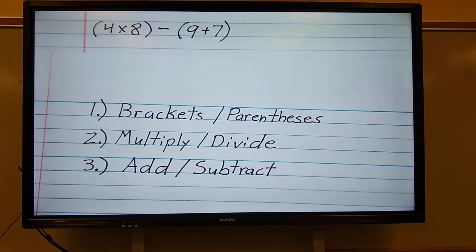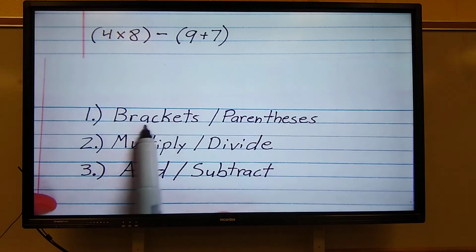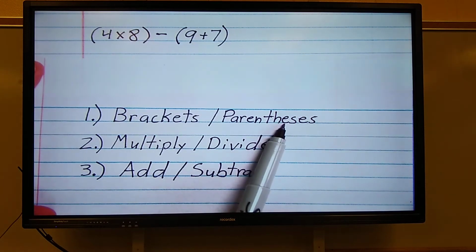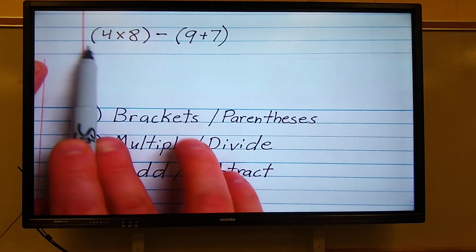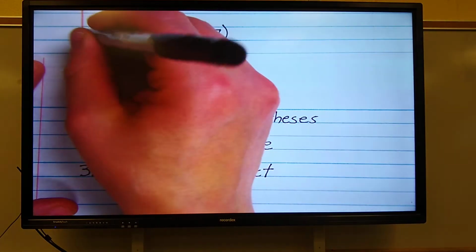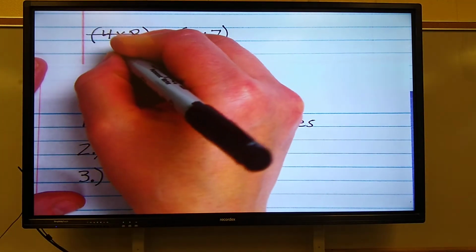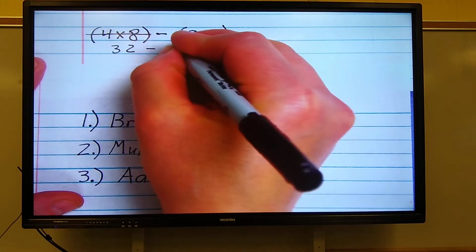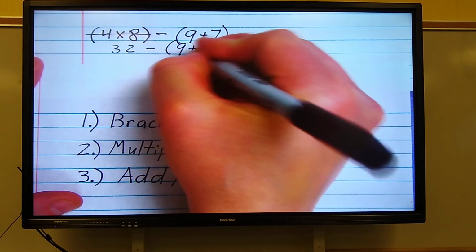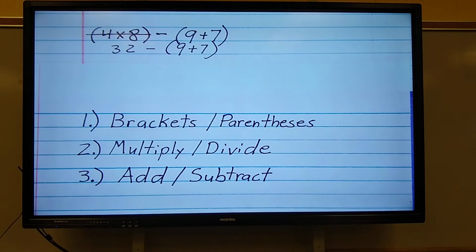All right, let's see how good you did. All right, brackets and parentheses. I've got some parentheses here. I got 2 sets. I must go left to right. So the first thing I must do is 4 times 8, which is 32, minus parentheses 9 plus 7 parentheses. So I still have parentheses. I got to solve that. So 9 plus 7, it equals 16.